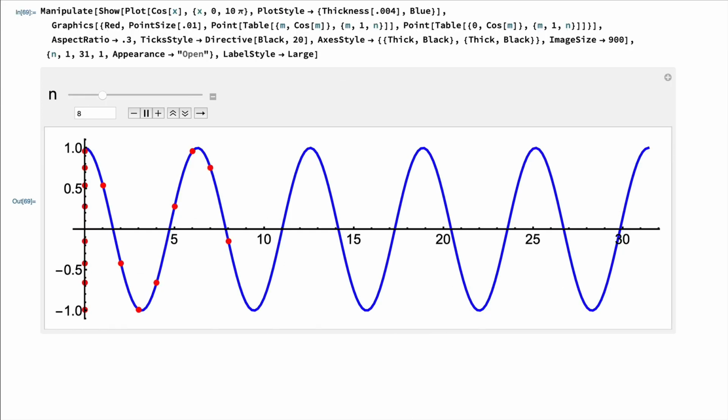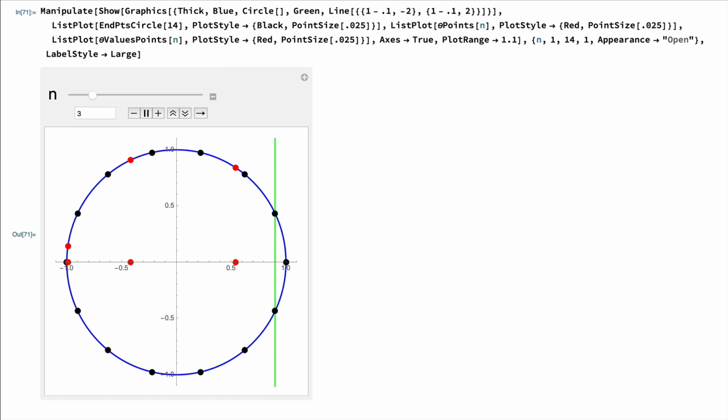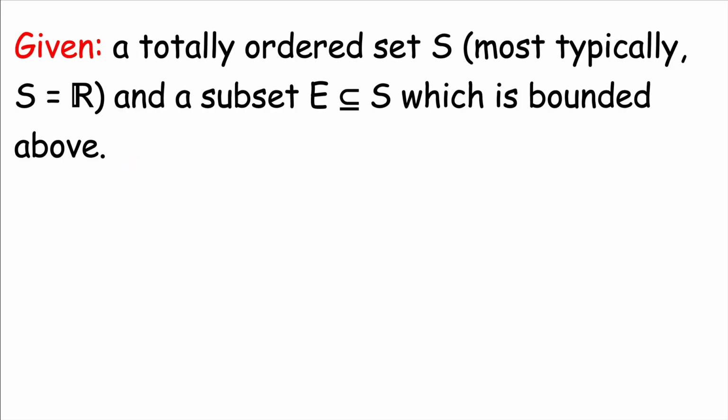The highlights of this video include a Mathematica animation helping you to believe that the supremum of the set of the outputs of the cosine function as the inputs range over the set of natural numbers is equal to 1. Yet another Mathematica animation will help us understand the proof of why the supremum of the set of those outputs equals 1. Let's now get into the mathematical details of sups and infs that you can find in Baby Rudin or any other real analysis textbook for that matter.